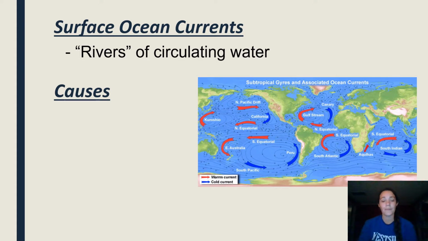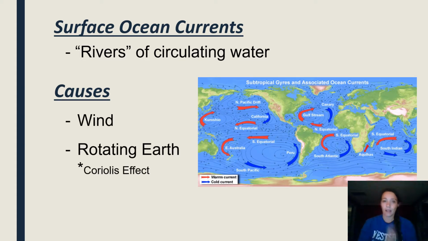The causes of these, there are two main causes of surface ocean currents. The main one is wind. It's the same thing that causes waves. The other thing is the rotation of the earth, and that was the thing I didn't want to give away earlier. It's called the Coriolis effect.